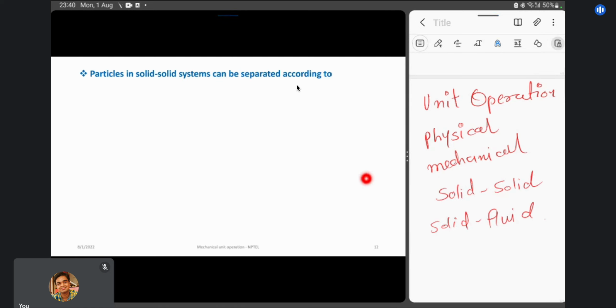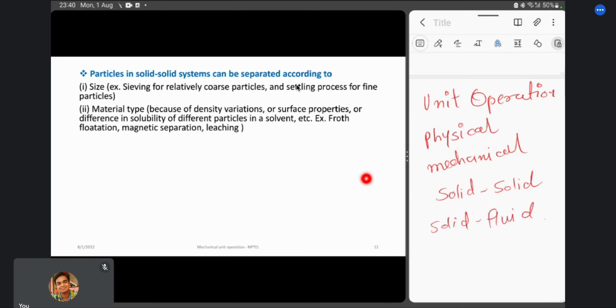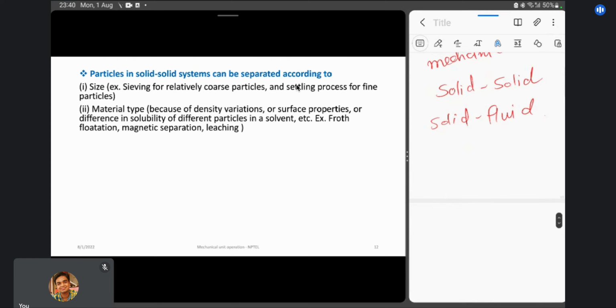Particles in a solid system can be separated according to... Now how can we separate the solid system particles? There are two ways to separate them. One is on the basis of size and another is material type. On the basis of size, for example, we need to separate the solid on the basis of size, like coarse particles and settling, like sieving. Screening is the main operation to separate when we are talking about size, and another is material type.